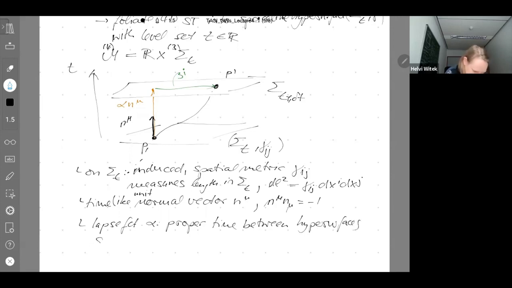Okay, and then the shift vector beta i can actually also be interpreted as a relative velocity between the normal observer and the lines of constant spatial coordinates. So it's kind of a displacement or shift. Okay, good. So a few notes on those. These two, lapse and shift, actually encode the coordinate degrees of freedom that we have in general relativity. So they describe also our coordinates.